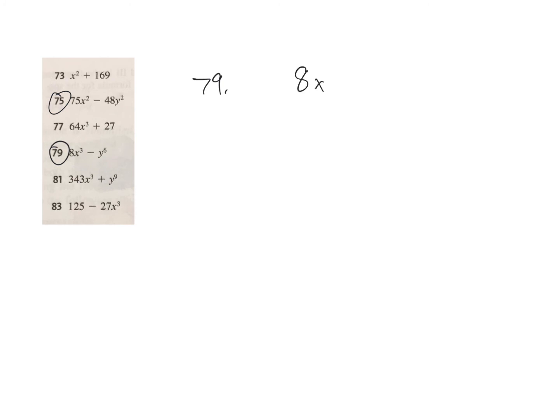79 is the difference of cubes. So you should know what this is. If you have a minus sign, that goes first and the rest are pluses. If it was a plus sign for the sum of cubes, then the minus sign would be in the second position here. But it's not. Okay, so now what you do is you take the cube roots of these, and that's what goes in these positions. So 2x and y squared.